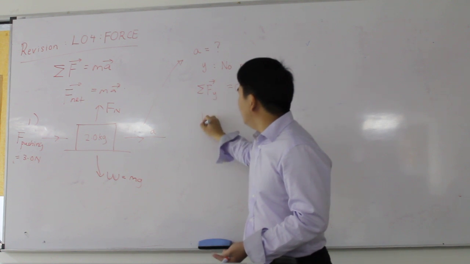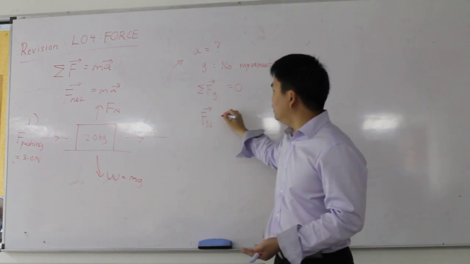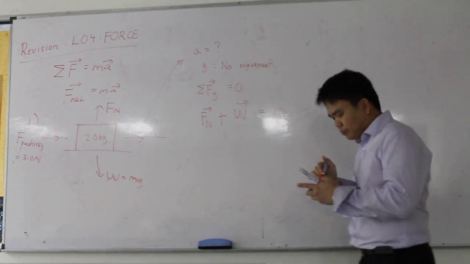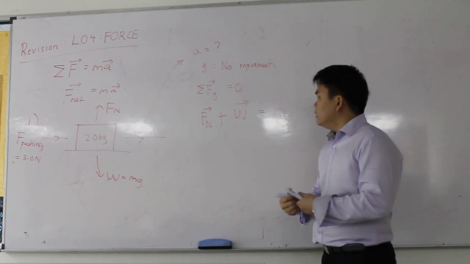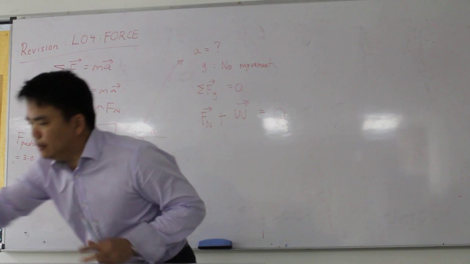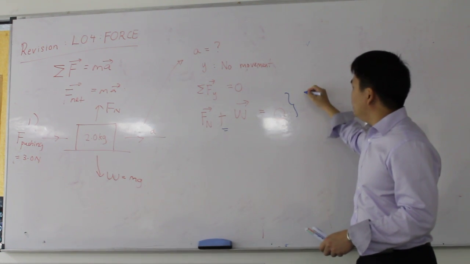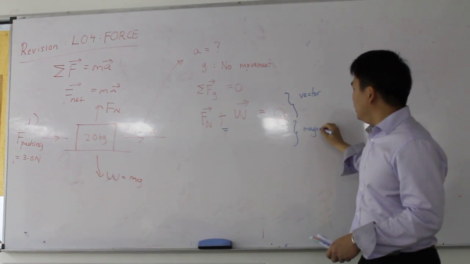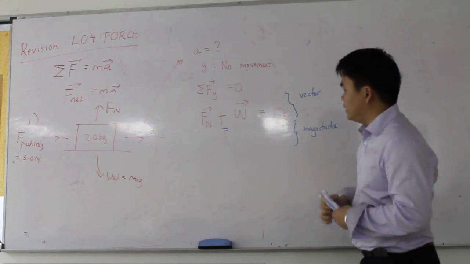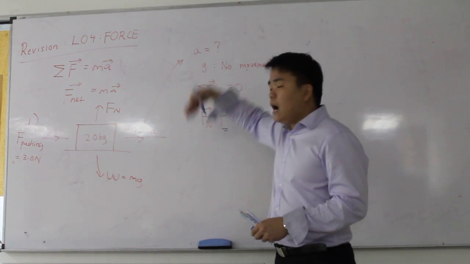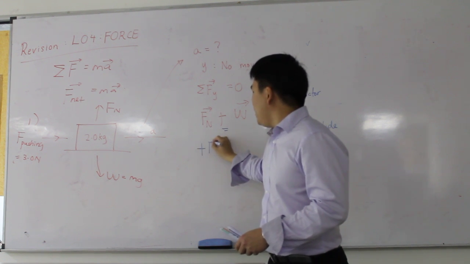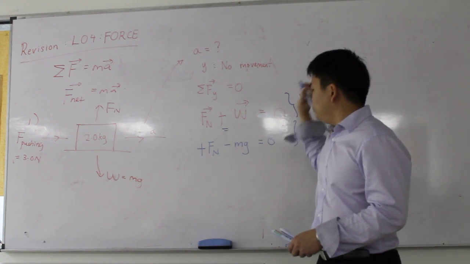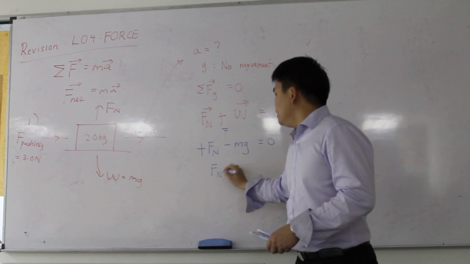And with that, I can say vector Fn, bear in mind, is a vector, plus vector W equal to 0 vector. But we need to find the magnitude, which is more meaningful for us, the magnitude of each vector. So let me consider upward is positive, then I can say plus Fn, downward is negative, then minus mg equal to 0. With that, Fn equal to mg.